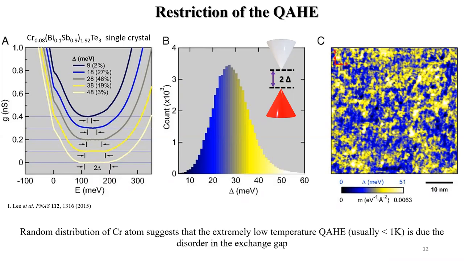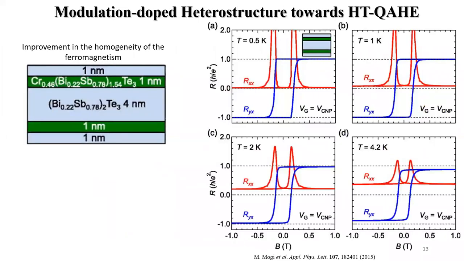So in order to solve this problem, what you need is a homogeneous ferromagnetic film. The solution is by using a modulation-doped heterostructure. In this system, they use a highly doped chromium bismuth antimony telluride sandwiched with the undoped topological insulator. And in this setting, they are able to observe the quantum anomalous Hall effect up to 1 Kelvin. At 2 Kelvin, it's almost there. If we take 2 Kelvin as the highest temperature at which we can observe the quantum anomalous Hall effect, it's still far away from application.